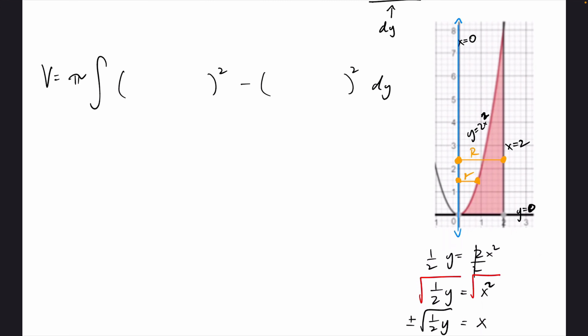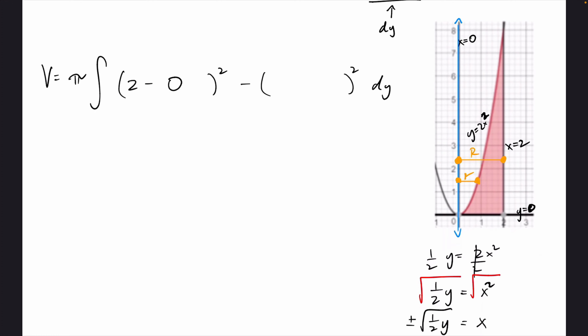So the right is x equals 2. So 2 minus, and then we extend to x equals 0, right? So it's just 0. That's big R.